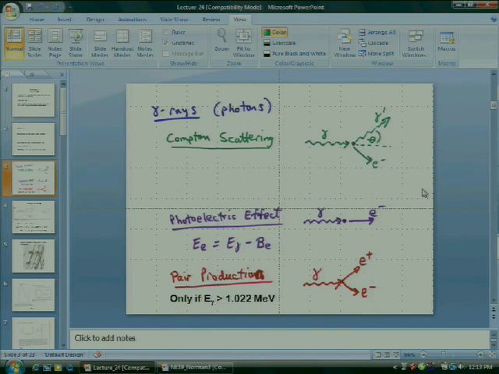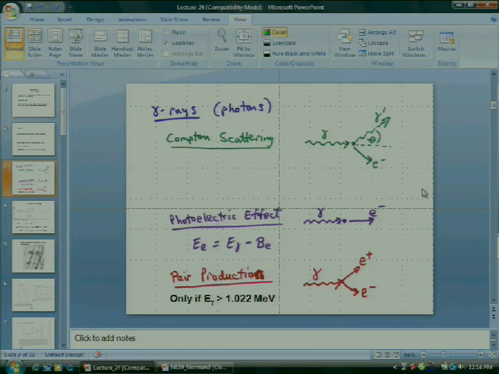A related phenomenon is called the photoelectric effect. And here the idea starts out the same. You have a photon hitting some material. Again, they're bound atomic electrons. But what happens in this process is the entire energy of that photon is absorbed by a single bound electron. And that electron then comes out of the atom with a single energy. The energy of that electron is the energy of the incoming gamma ray minus whatever binding energy that electron had. And that's a function of what element the electron was bound to and which of the atomic orbitals the electron was in before it absorbed the photon.